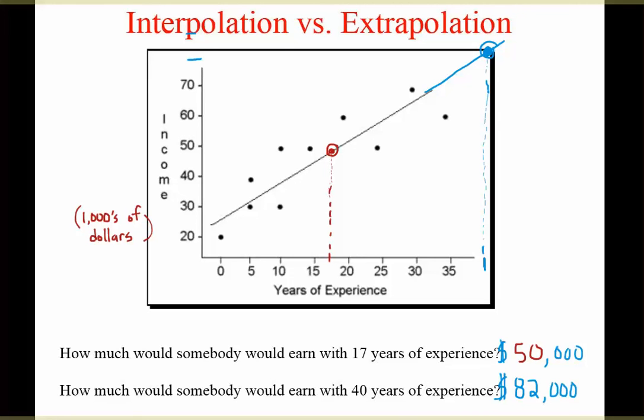Now, you might not have come up with 82 exactly. If you said anything in between 80 and 90, you would receive credit. When we are extrapolating or interpolating, it's never going to be an exact answer. So usually there's going to be a range of acceptable answers. Apologize for the redundancy in the wording here. How much would somebody earn? We should get rid of that. Now it makes a little bit more sense.